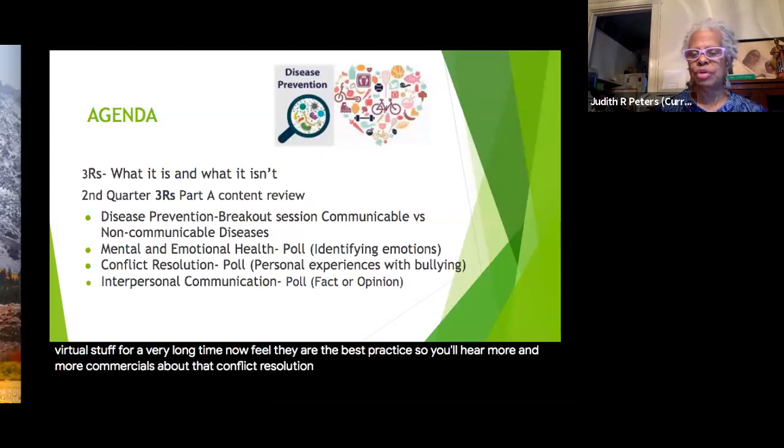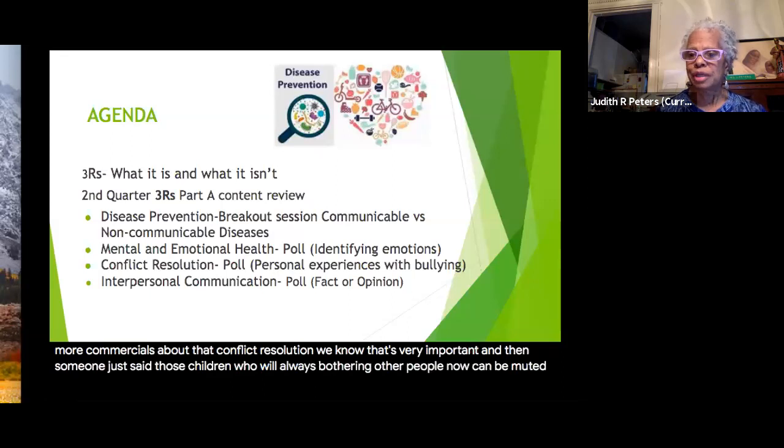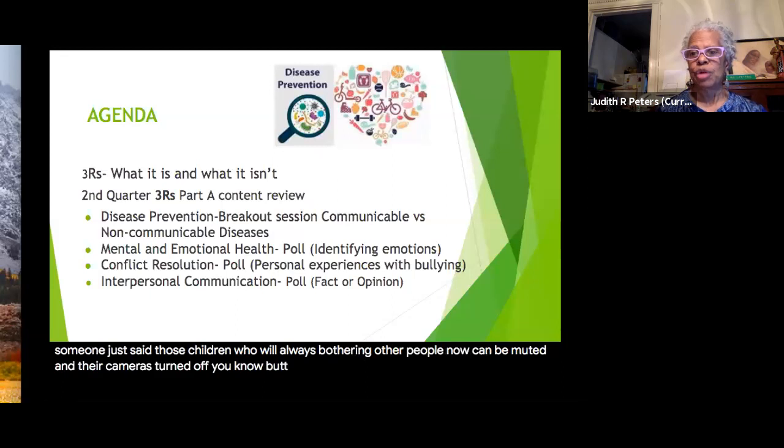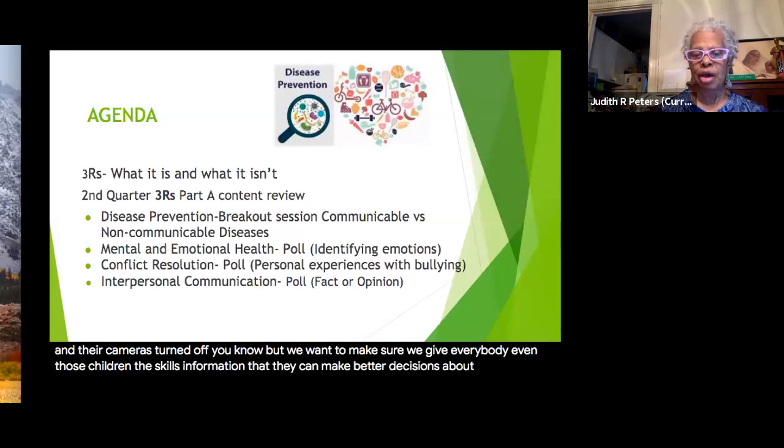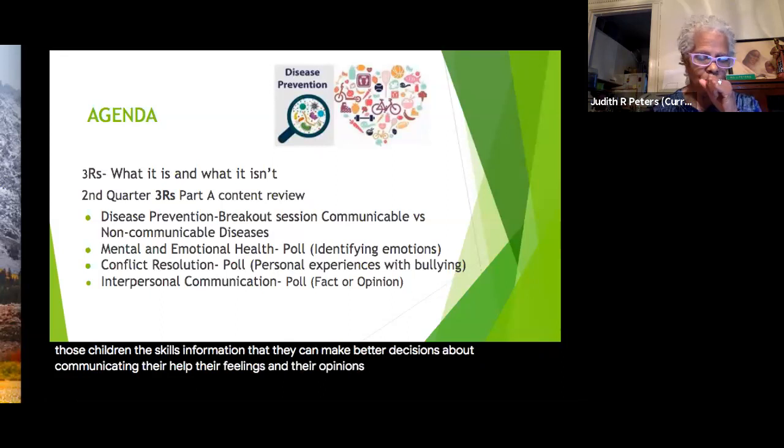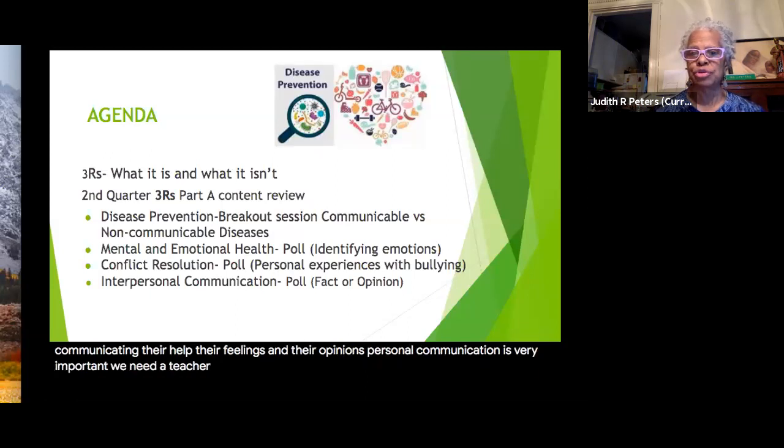Conflict resolution, we know that's very important. And then someone just said, those children who are always bothering other people now can be muted and their cameras turned off. But we want to make sure we give everybody, even those children, the skills, information that they can make better decisions about communicating their feelings and their opinions. We know that interpersonal communication is very important. We need to teach our children how to say what they need, how to express themselves without being forceful and angry all the time. So many of our children just don't know how to express themselves in a positive way.